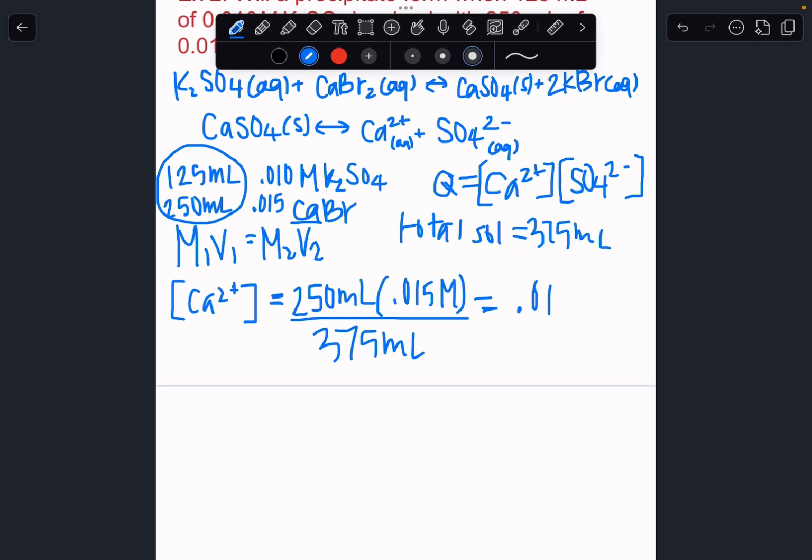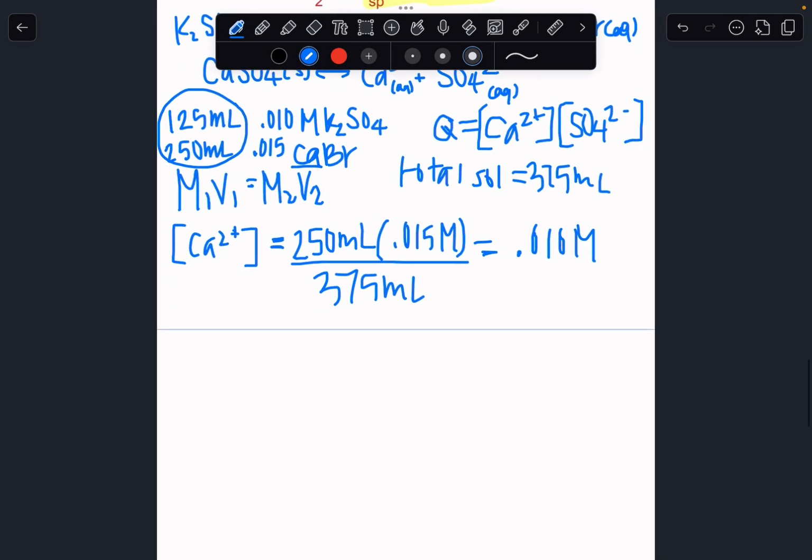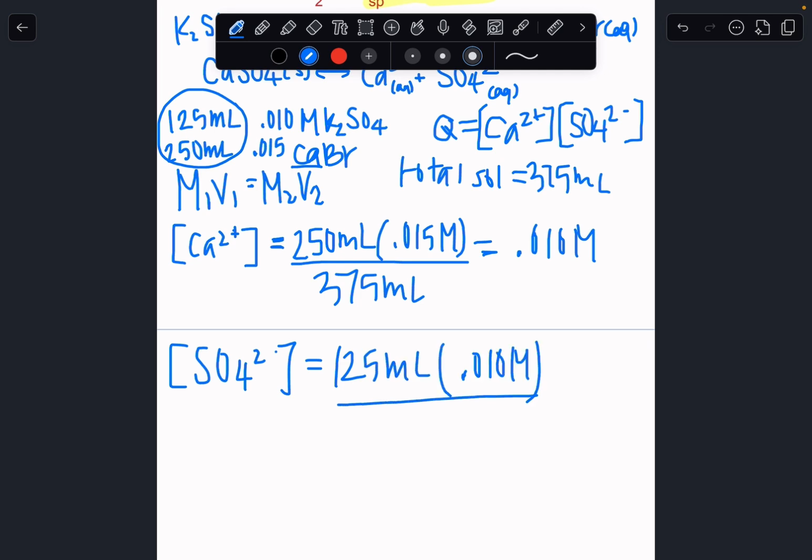And that would give you 0.100 molarity. Do the same thing with SO4, so it's going to be 125 milliliters times 0.015 molar over 375. And this is for SO4 2 minus. Make sure I got it. Yeah, okay. And that would equal 0.00333 and so on molarity.